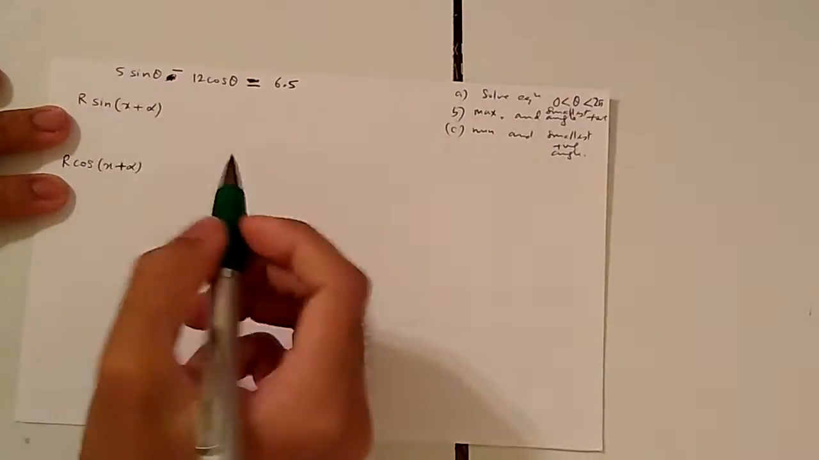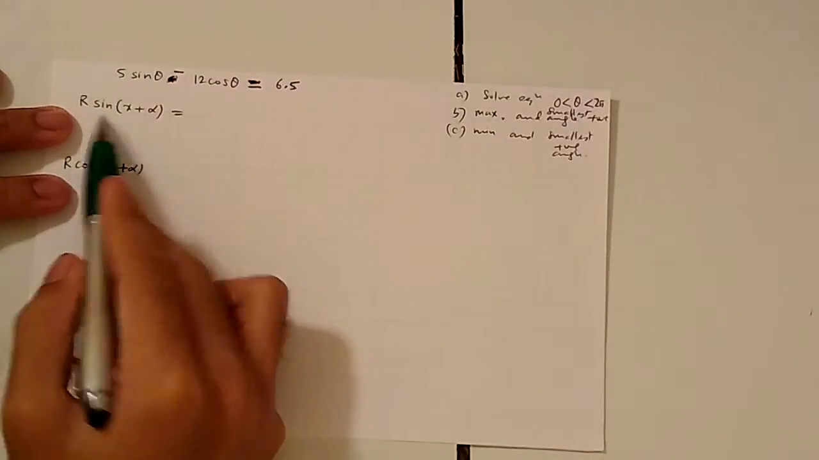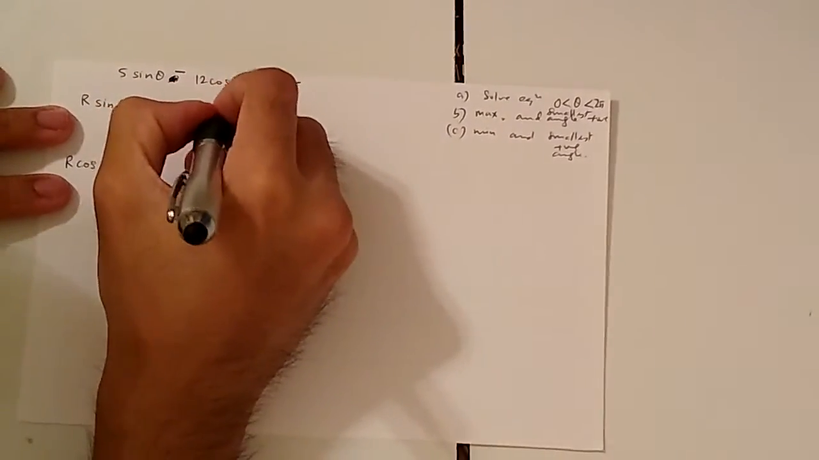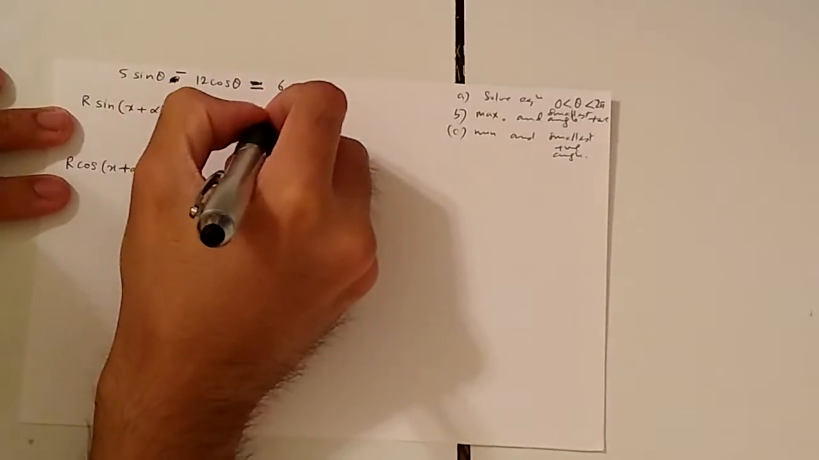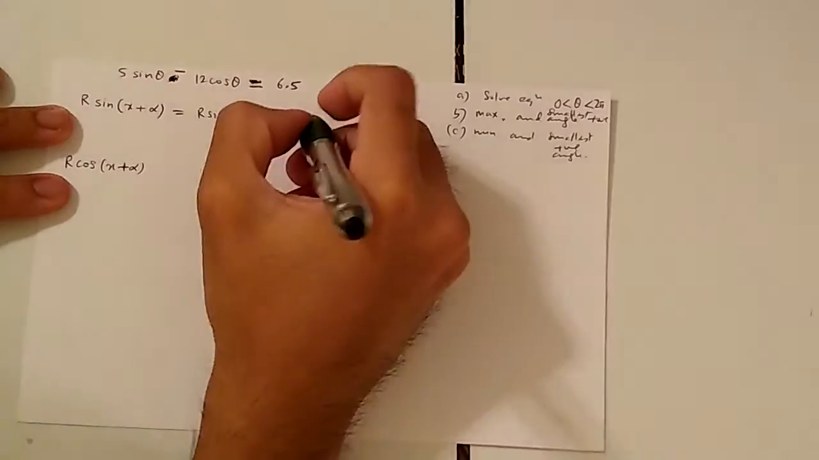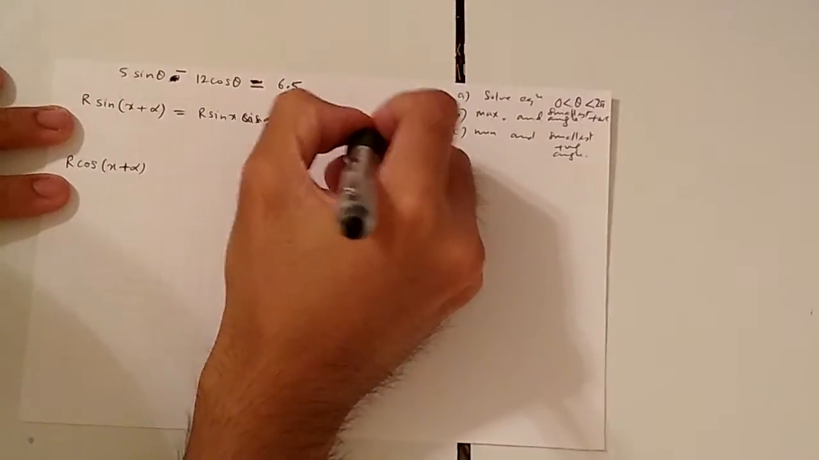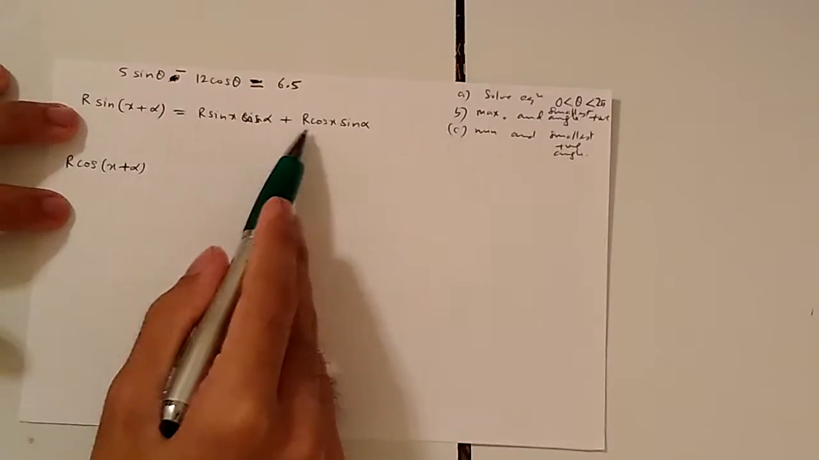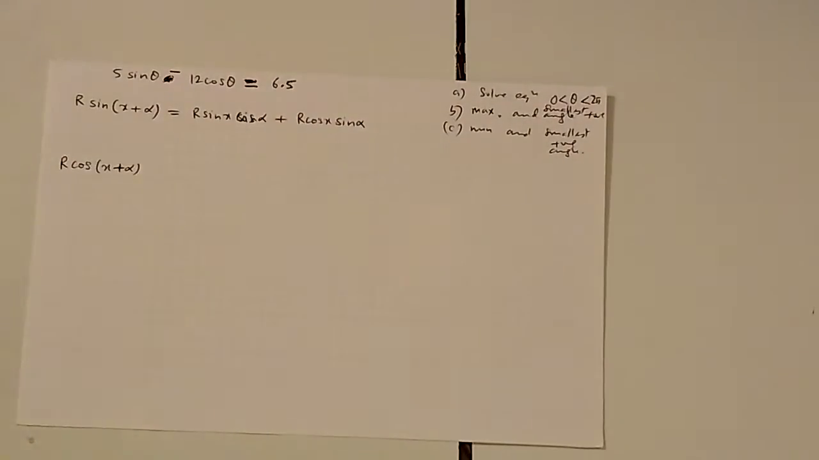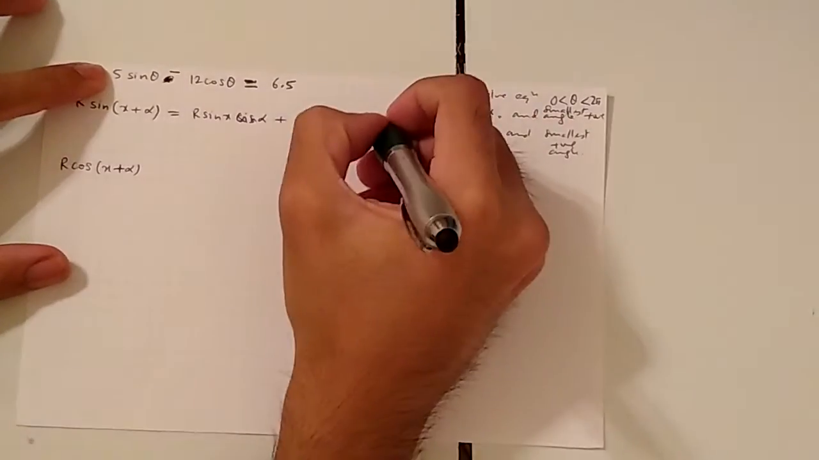If you use this formula, in that case let's expand this and let's compare the coefficients. This is going to be r sine x cos alpha plus r cos x sine alpha, and this is equal to 5 sin theta minus 12 cos theta.